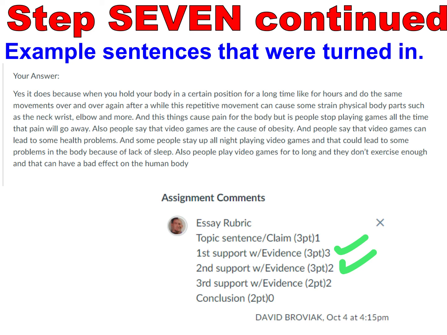And people say that the video games lead to some health problems, and some people stay up all night playing video games, and that could lead to some problems in the body because of lack of sleep. Also, people play video games for too long and they don't exercise enough, and that can have a bad effect on the human body. That references what it taught. You don't mention the articles, but you talk about the same things in the articles. So I was nice, and I gave you 2 out of 2. Problem is, you just ended there. There's no conclusion. So that's why there's no conclusion points on that one.